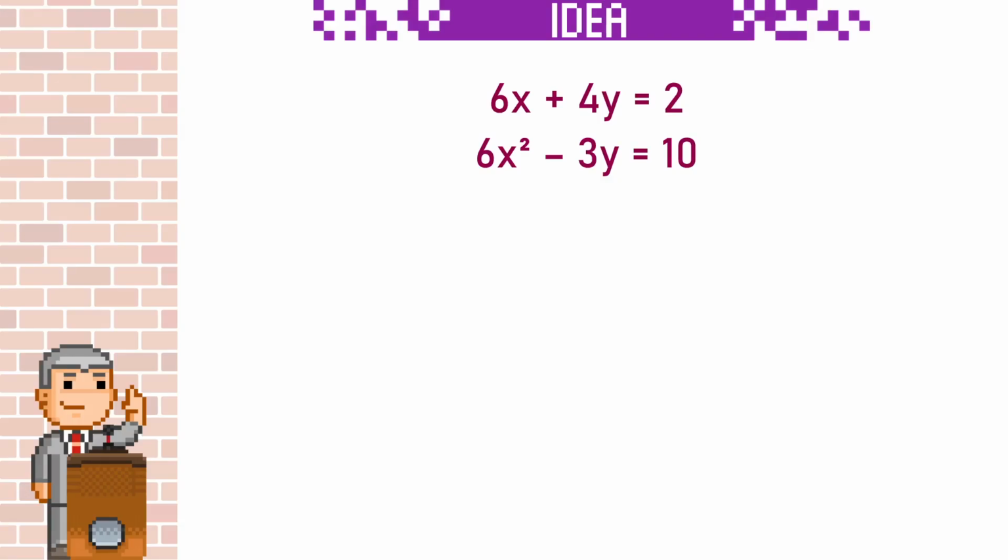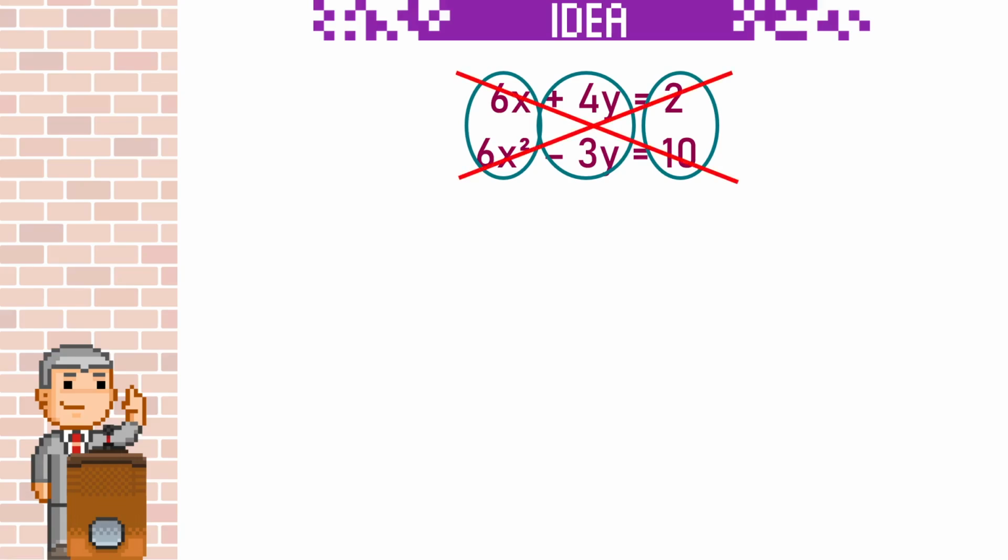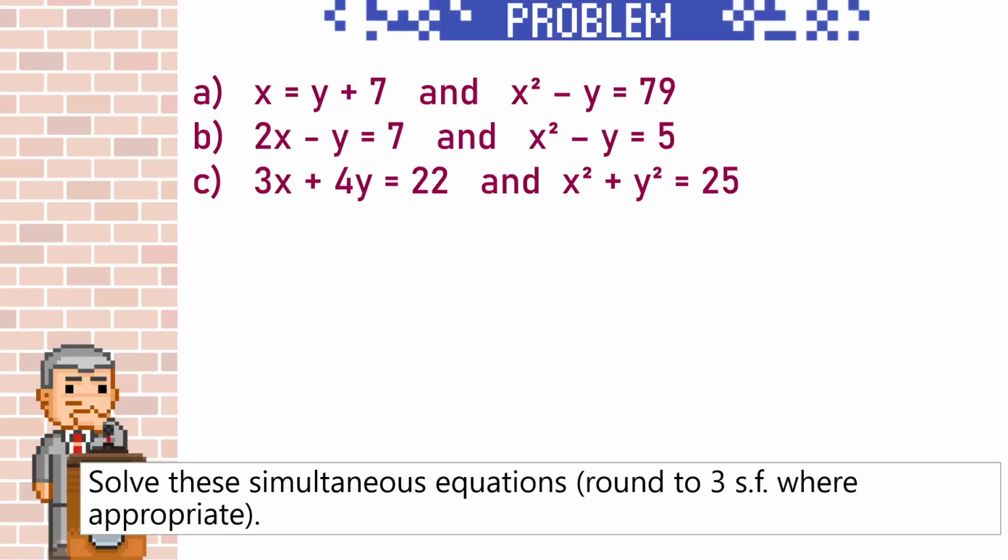When we have simultaneous equations and one of them is not linear, for instance, it could be a quadratic, we need to solve by using substitution, and that's what we're doing today. When one of the equations is nonlinear, you cannot use the elimination method because you can't add or subtract unlike terms. We must use the substitution method. Let's work our way through these questions.